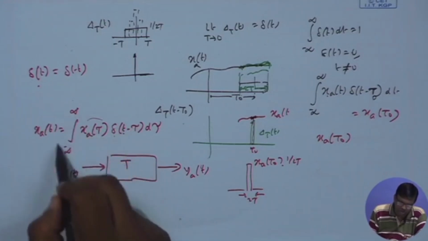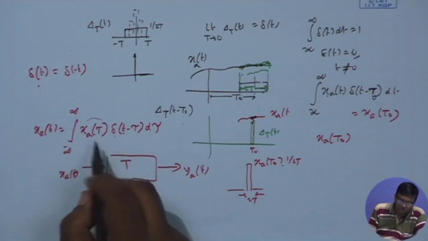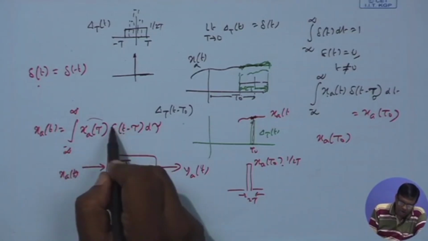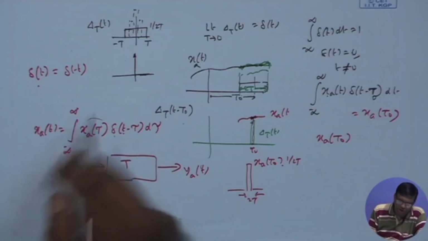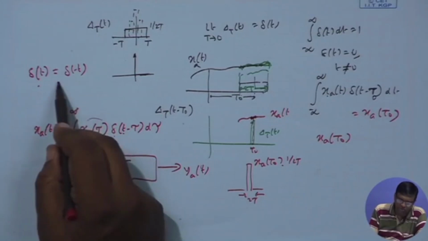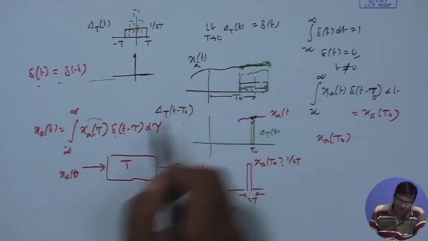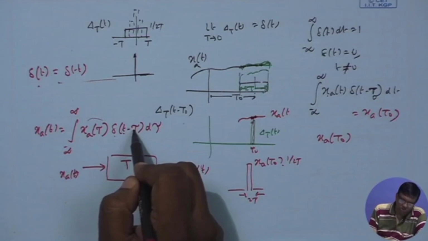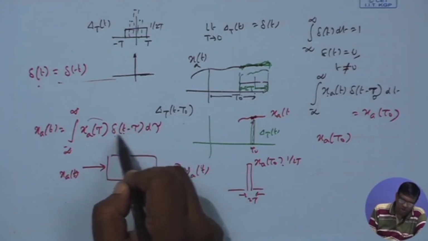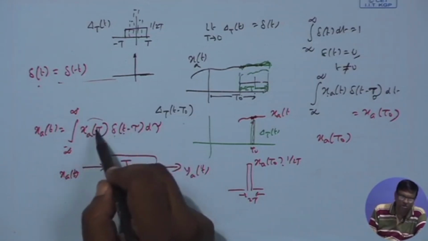This tau is just a variable in the integration. You are just taking deltas over an infinite range, from minus infinity to infinity, as controlled by tau. So, for every tau there is a delta function multiplied by a constant x_a(tau).